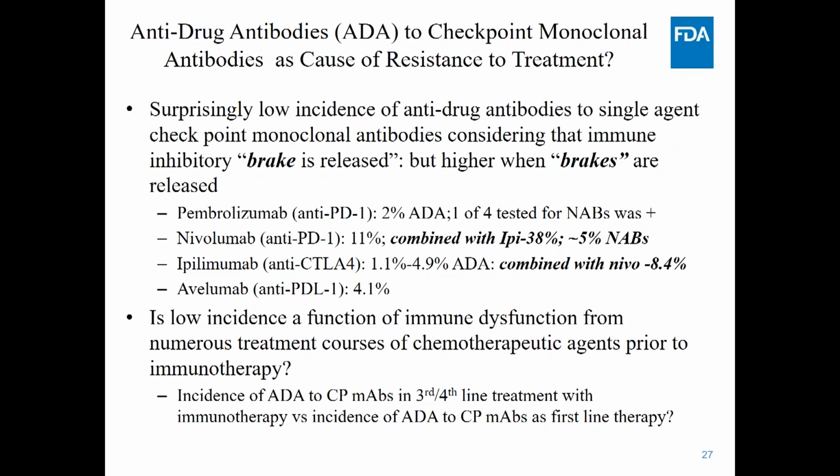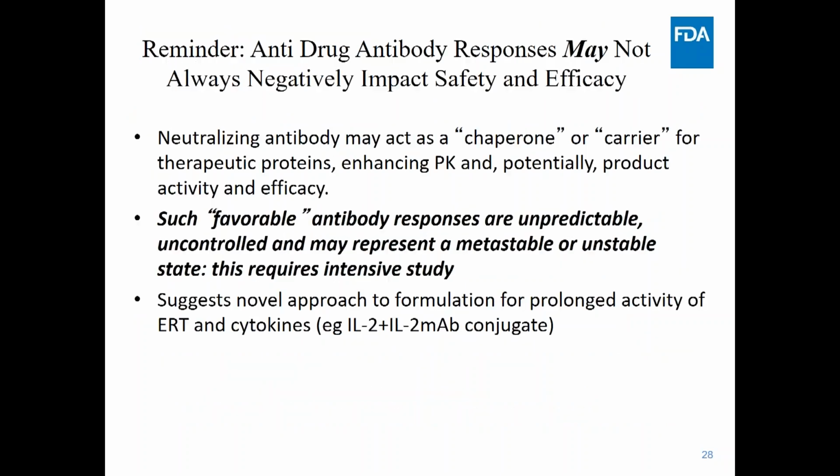And I really question whether this low incidence is a function of immune dysfunction from numerous treatment courses of chemotherapeutic and other agents, targeted agents, prior to immunotherapy. Most of these immunotherapeutic agents have been used as third or fourth line treatments, so it could be that the immune system is so hobbled by then that the rates are relatively low. Now that we're starting to see these immunotherapies being used as first and second line therapies, it will be very interesting to compare the rates.